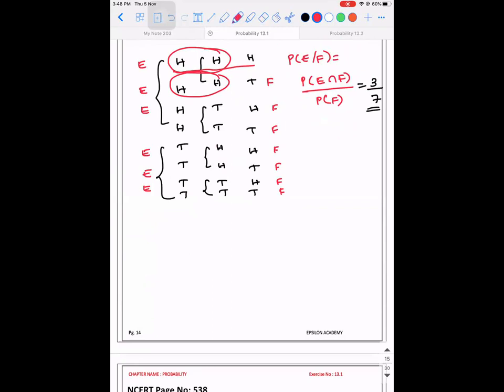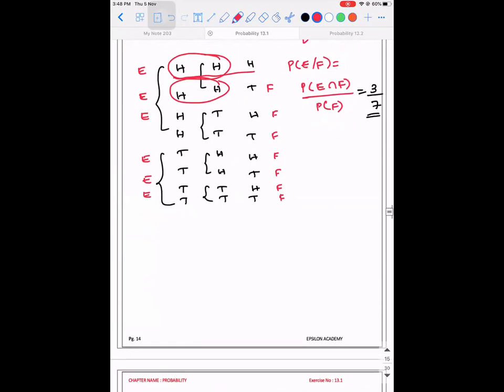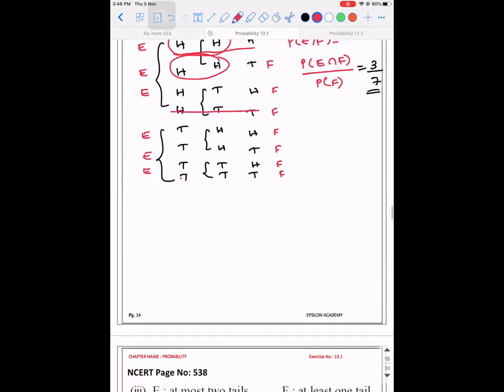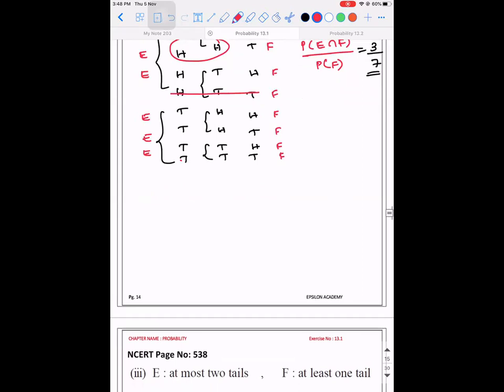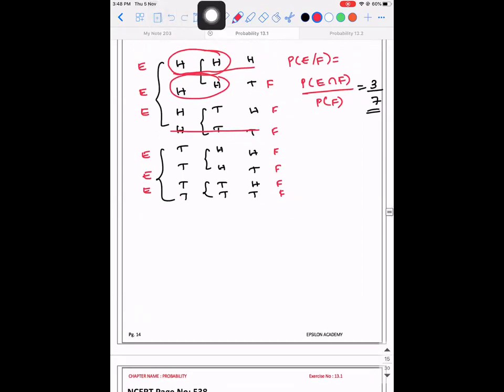Guys, did you understand what I did? So at most 2 tails means H comma H is possible. H comma H comma H, HHT, HTH. This is eliminated because 2 tails. But that can come, no, at most 2 tails. This is E.